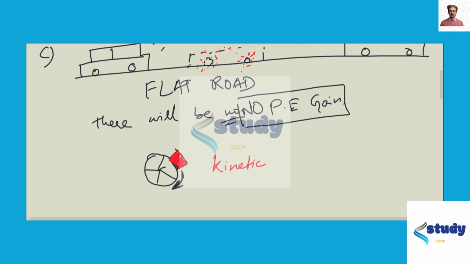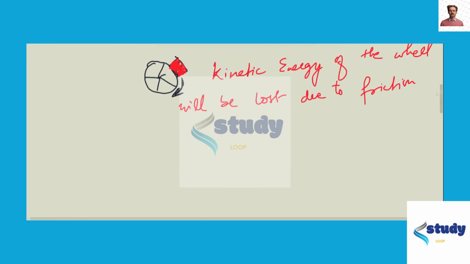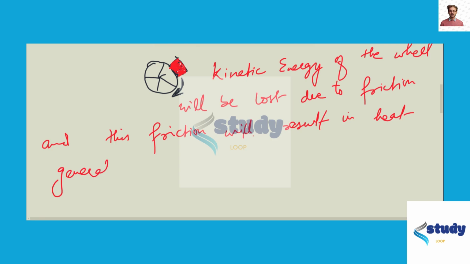and all the kinetic energy of the wheel will be lost due to friction, and this friction will result in heat generation. This friction will result in heat generation.